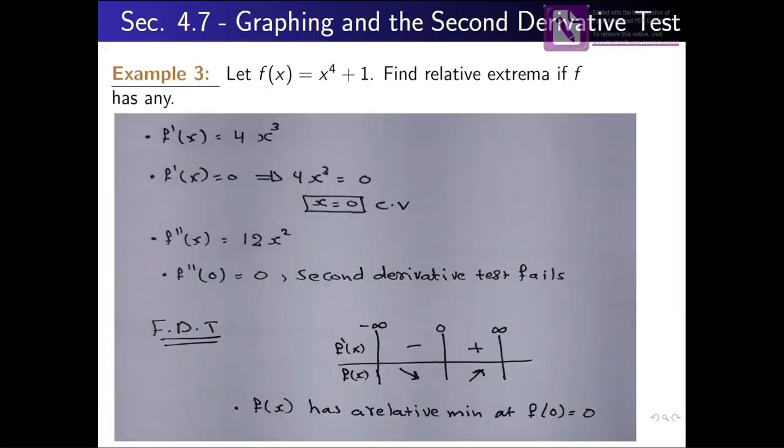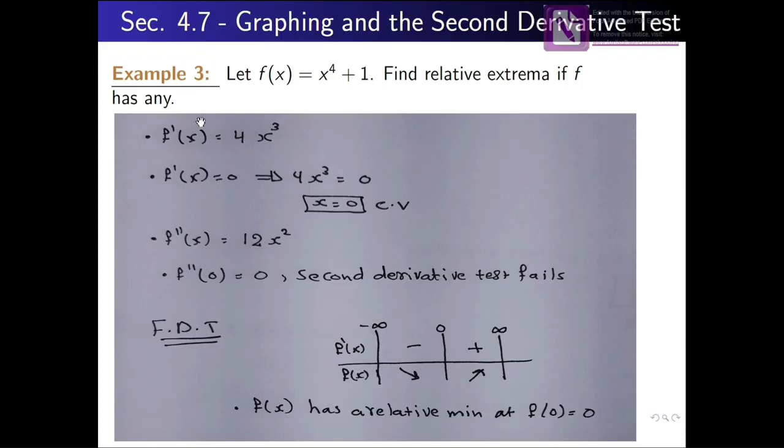Then we have example 3. Let f of x be equal to x to the fourth plus 1. Find relative extrema if f has any. To find the relative extrema, using the first derivative test or the second derivative test is up to you.